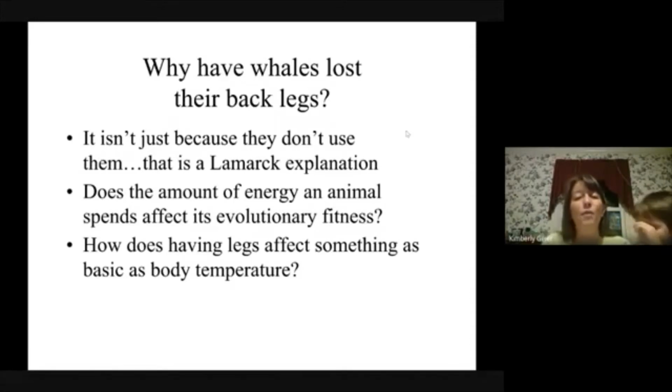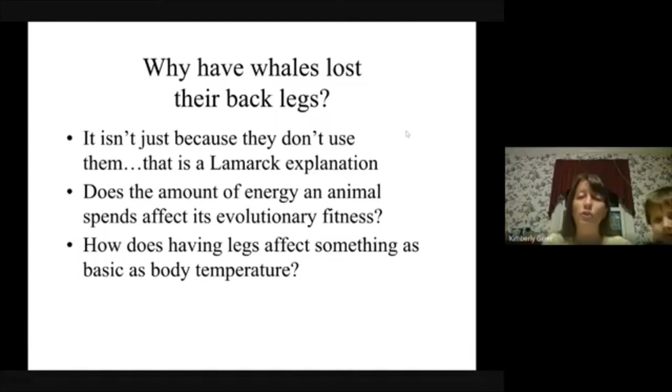So we need to have a better explanation about why whales lose their back legs. We can't just say, oh, they don't need them, they're going to go away. So we need to have some way that not having legs is beneficial. So does the amount of energy an animal spends affect its evolutionary fitness? Said another way, how does having legs affect something as basic as body temperature?